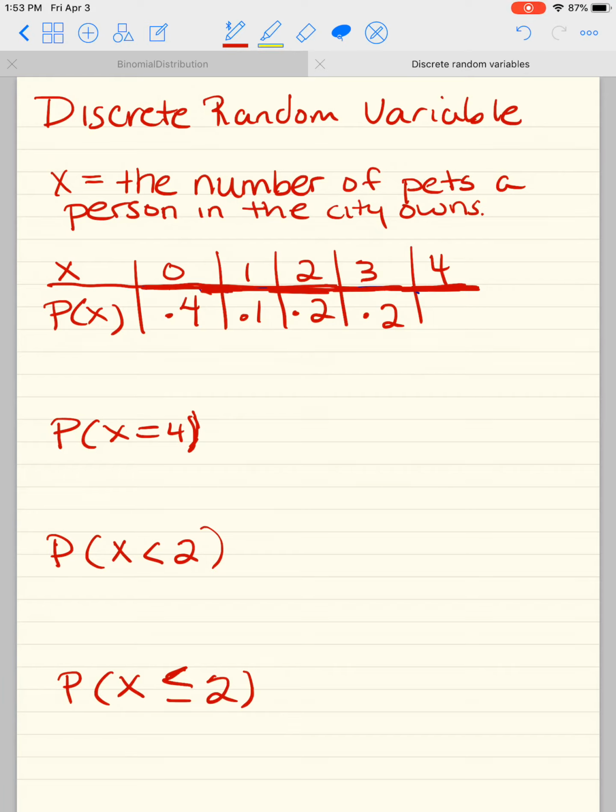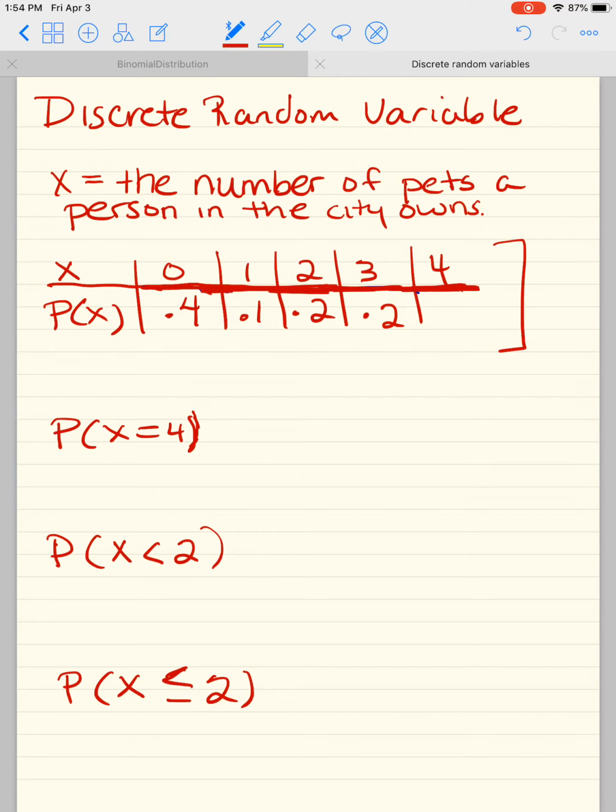So in this example here, I said let x represent the number of pets a person in the city owns. In the city, a person can either own no pets, 1, 2, 3, or 4 pets. But let's just say there was a city code that said no one can own more than 4 pets. Well, this is what we call a probability distribution table. It gives you the way the probability is distributed for each possible scenario or each possible case.